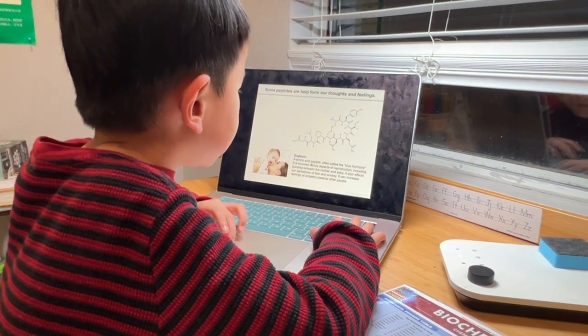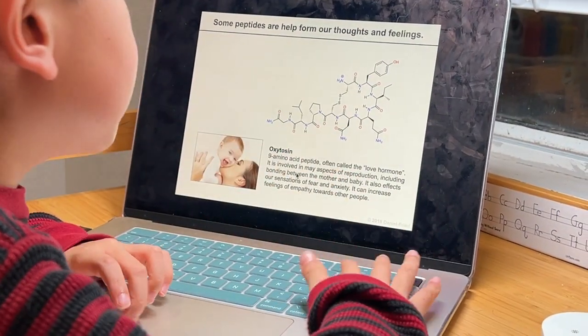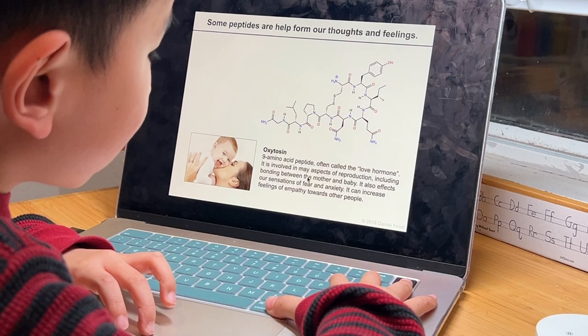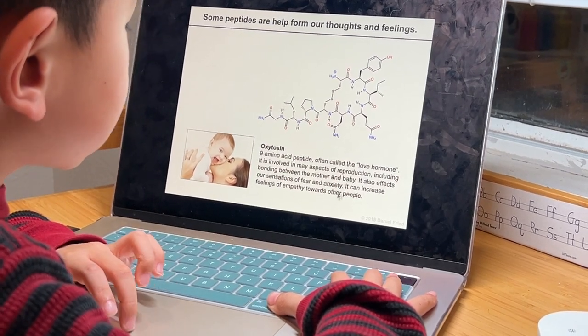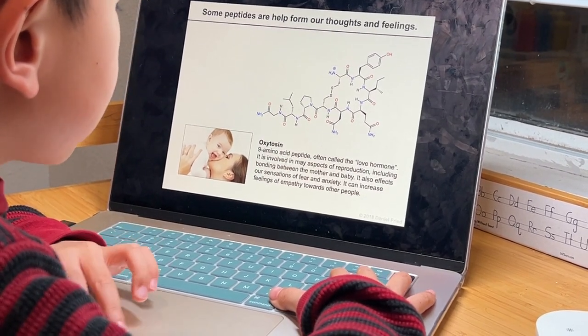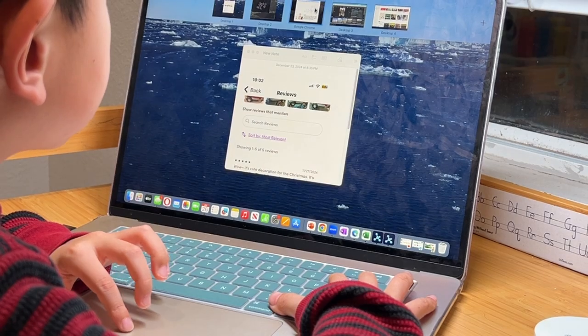Oxytocin is the love hormone, and it has effects such as bonding between mother and baby. Other effects include feelings of trust. It can induce feelings of empathy towards other people.